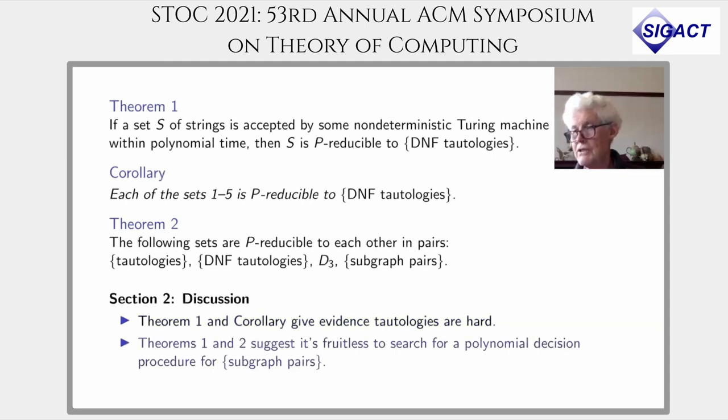Theorems 1 and 2 together suggest that it is fruitless to search for a polynomial decision procedure for the subgraph problem, since success would bring polynomial decision procedures to many other apparently intractable problems. Of course, the same remark applies to any combinatorial problem to which tautologies is pre-reducible.